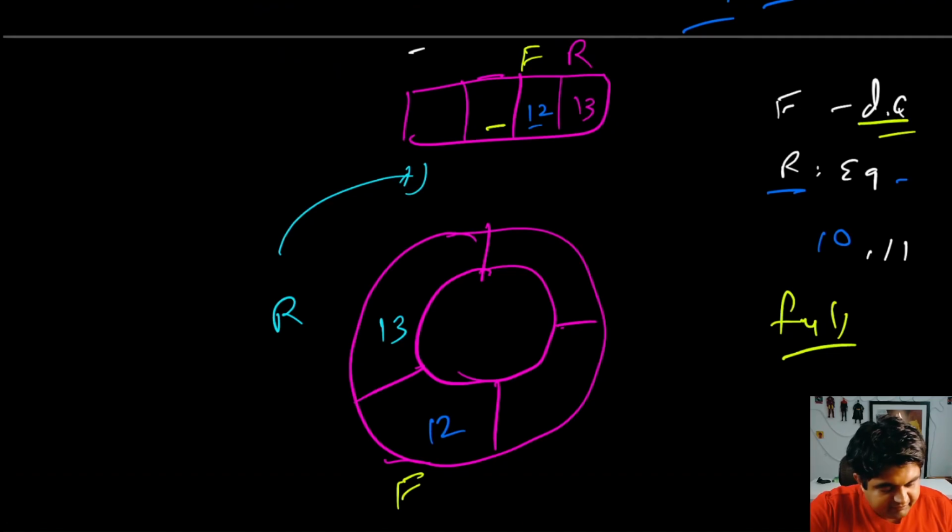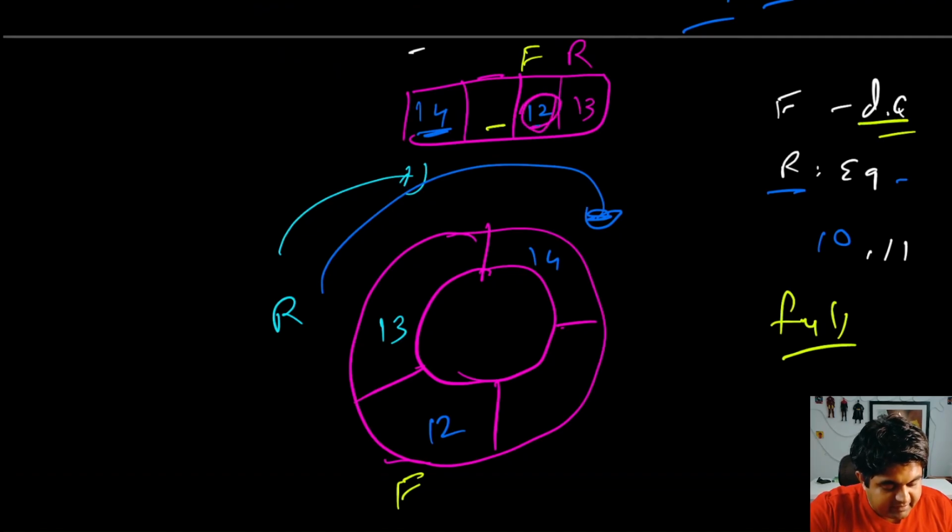Now notice that if we have to enter stuff in, we are going to check whether the queue is full or not. The queue is currently not full, so we can simply switch our rear to the next element, and here we can enter value number 14, and our 14 is going to live over here.